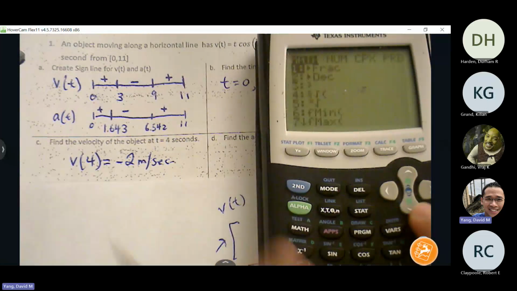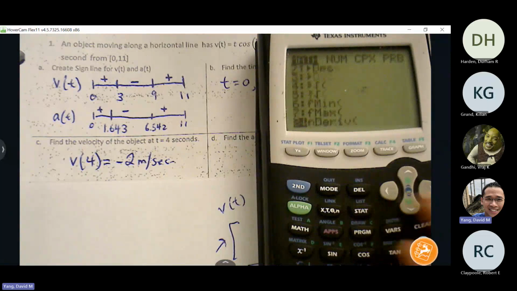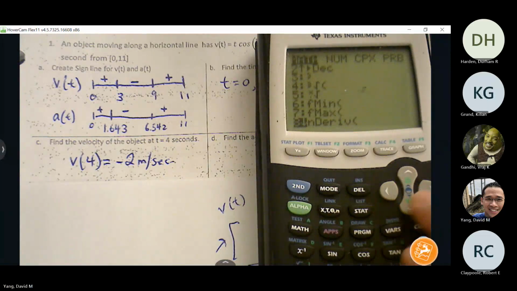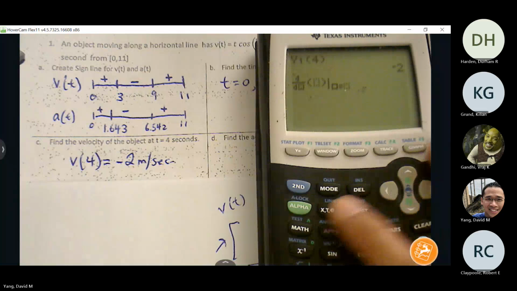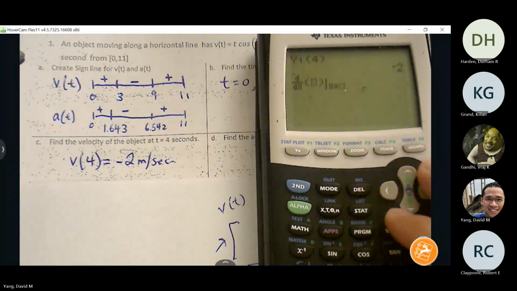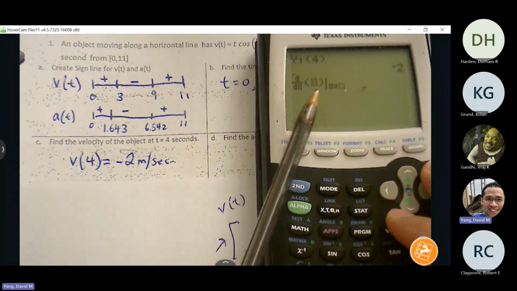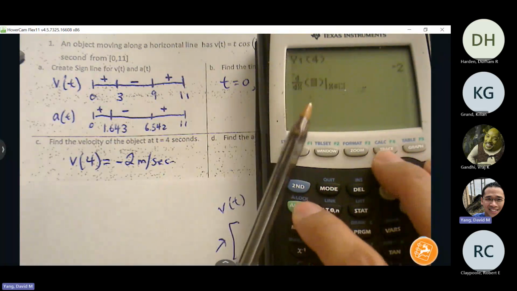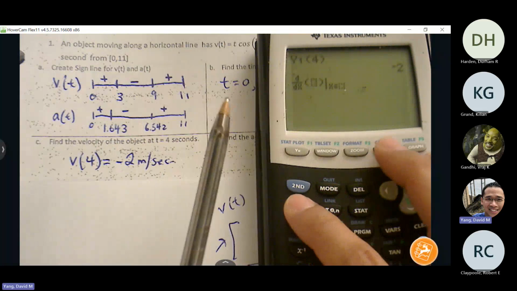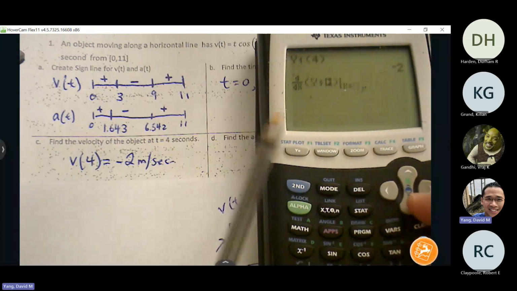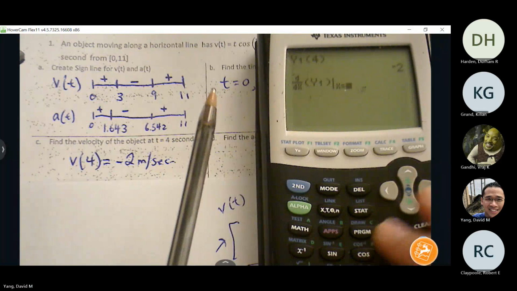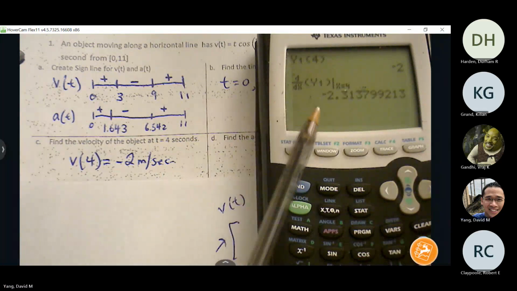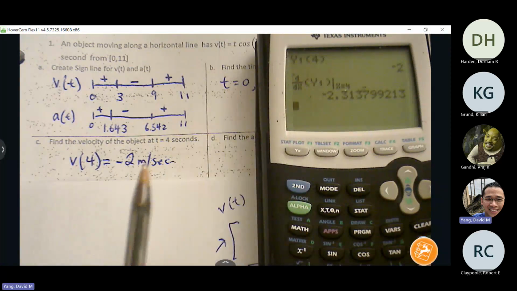Find the acceleration. So acceleration is the derivative of velocity. I can take advantage of that Math 8 feature, Math 8, and derive. I'm going to call my velocity function and ask the calculator to do the calculus for us. Second trace, Y1, 4. So -2.314.